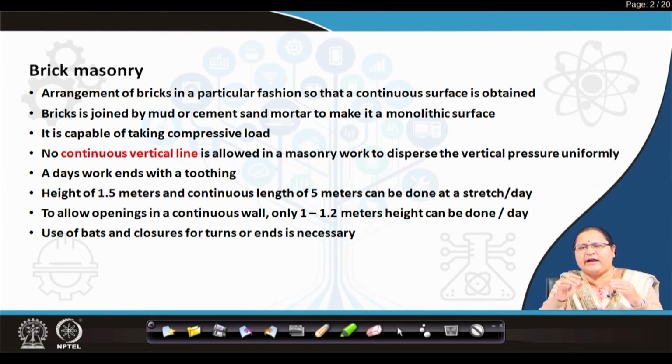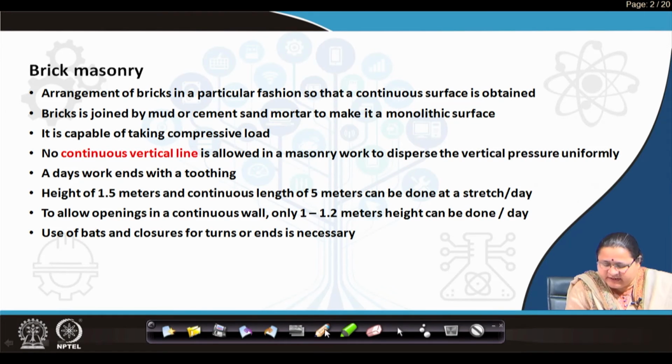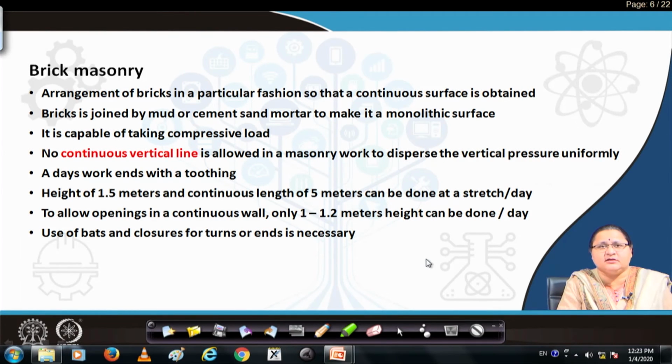wall, but if you have observed, you must have seen that there is no particular continuous vertical line on a wall. I will show you pictures, and the wall is taking pressure of its own and on the whatever is put on top of it. So, the lower part is taking the maximum load, the vertical pressure, and for that uniform distribution you are not allowing any continuous vertical line to be there.